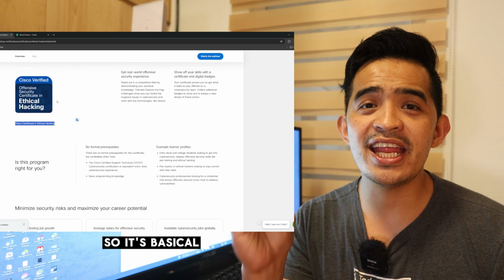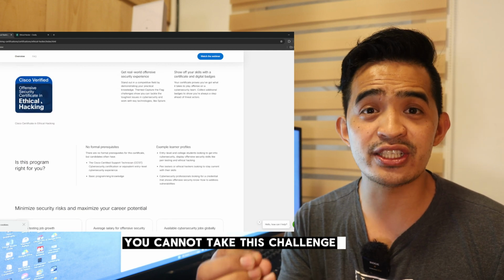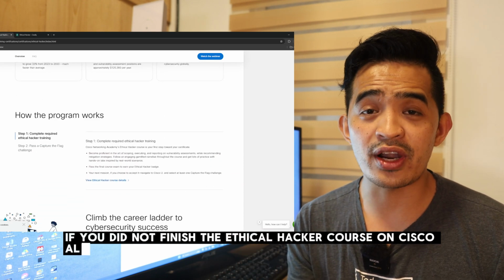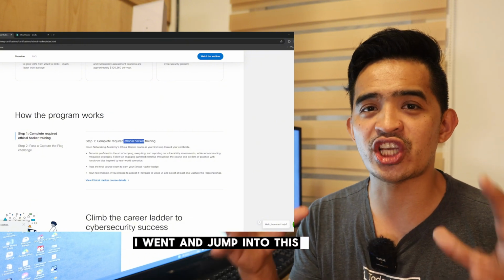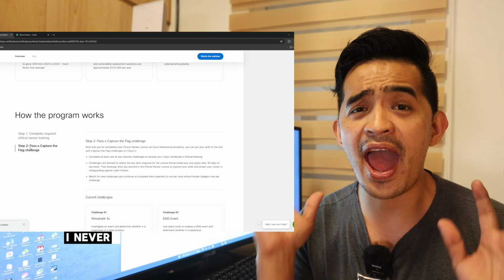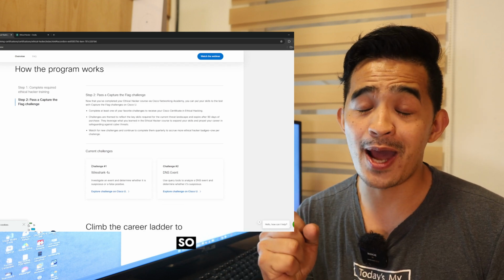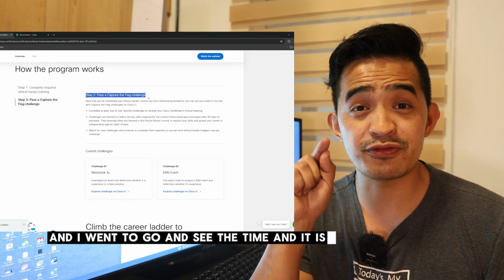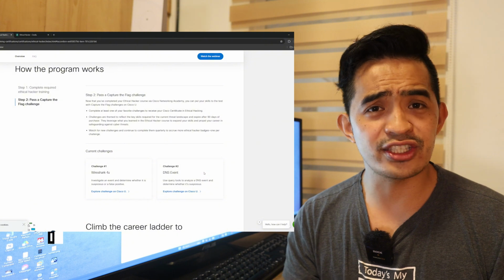So it's basically a capture the flag challenge. You cannot take this challenge if you did not finish the ethical hacker course on Cisco. Now, when I finished that ethical hacker course, I jumped into this challenge and I was looking at it and I said, is it hard? Is it easy? I never had experience with a capture the flag challenge. And I went to see the time and it says 45 minutes and it's easy. So I said, okay, I'll just go ahead.